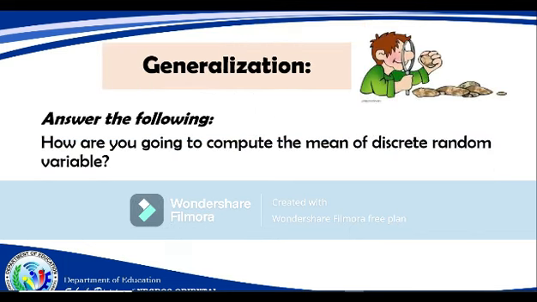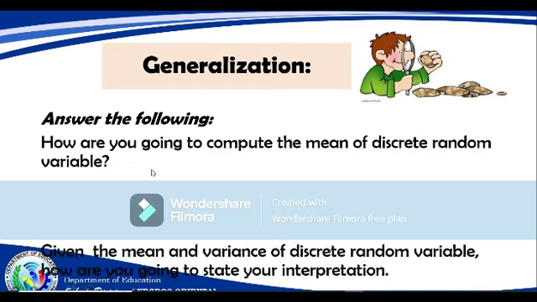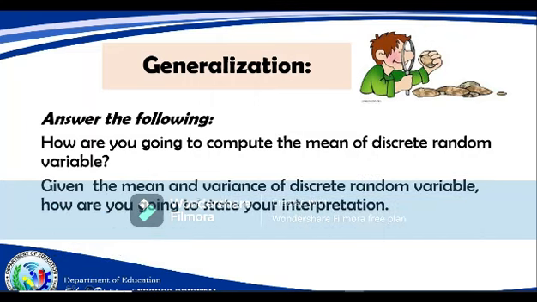Now let's proceed to generalization. First question, how are you going to compute the mean of a discrete random variable? Second, given the mean and variance of a discrete random variable, how are you going to state your interpretation?